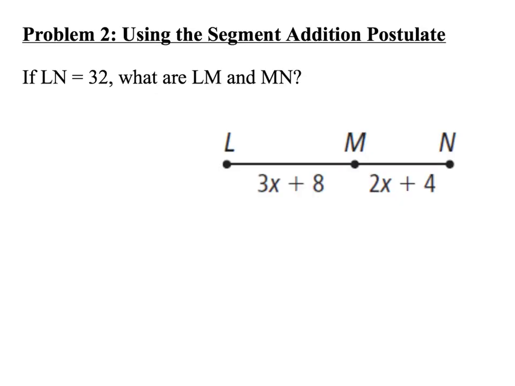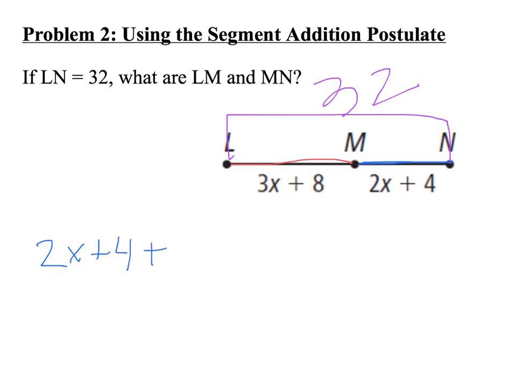So if we're going to use the segment addition postulate, it's telling me that LN is 32. So before I even go on to the problem, I'm going to label LN, this segment right here, as 32. And it's asking me, what is LM? So what's this length? And what's this length? And MN. So by the segment addition postulate, we can take our 2 smaller lengths, the 2x plus 4, plus we can add 3x plus 8, and that can be equal to 32, because that's my whole.